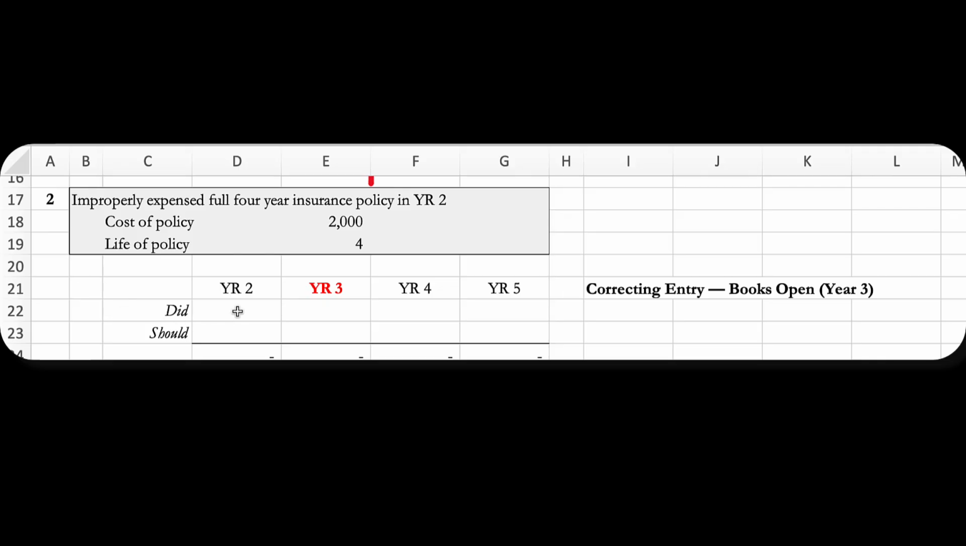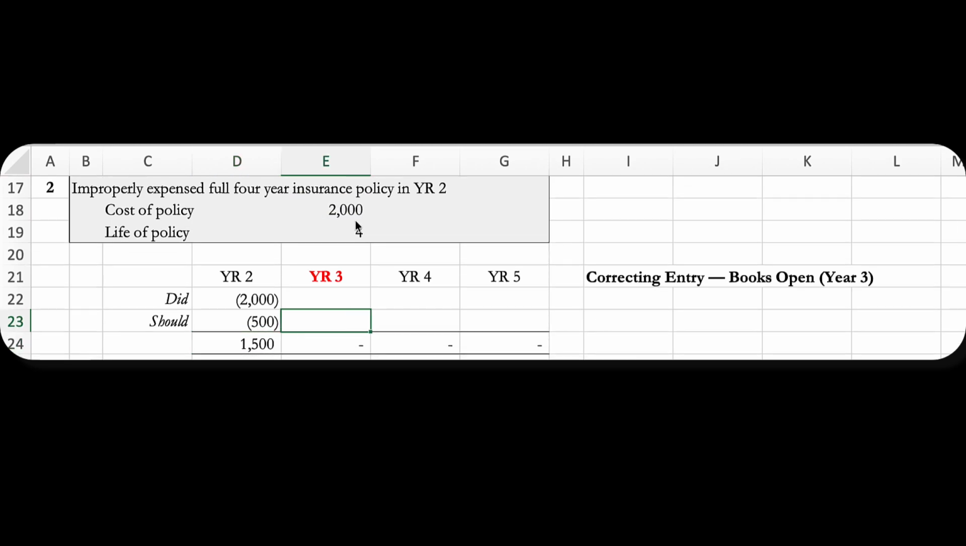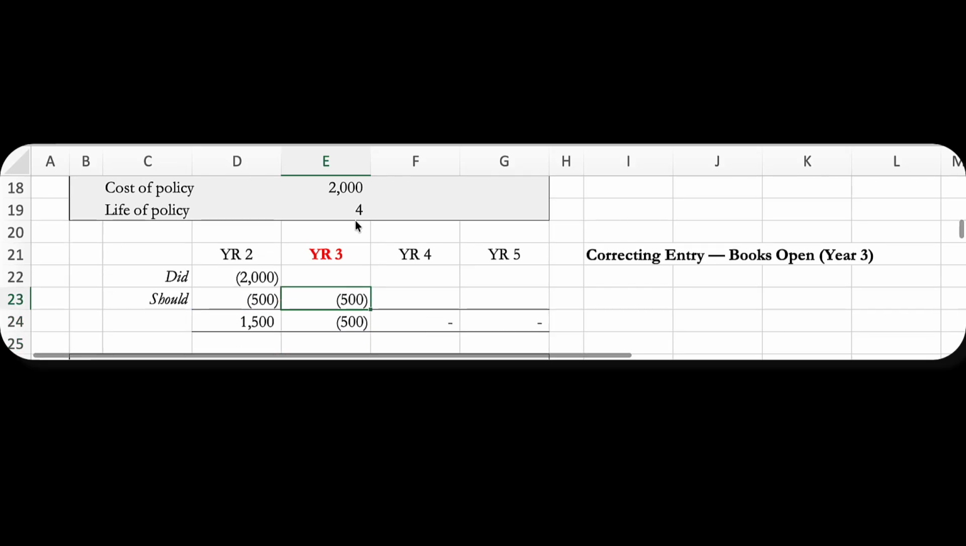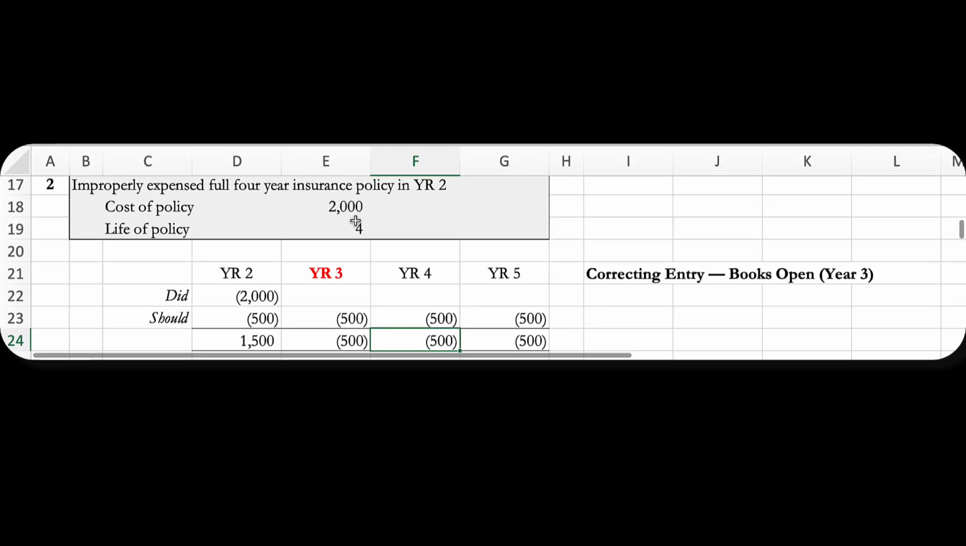Now let's look at that insurance policy that we've already talked about and fill out our did-should chart. It was a $2,000 insurance policy that was improperly expensed in year 2. So they recognized $2,000 of expense in year 2 when they should not have. Instead, they should have recognized the $2,000 of expense over 4 years. So they should have had a negative 500 here and a negative 500 here. And in each of those 4 years, we would have a $500 expense. So that's our did-should chart for this insurance policy.